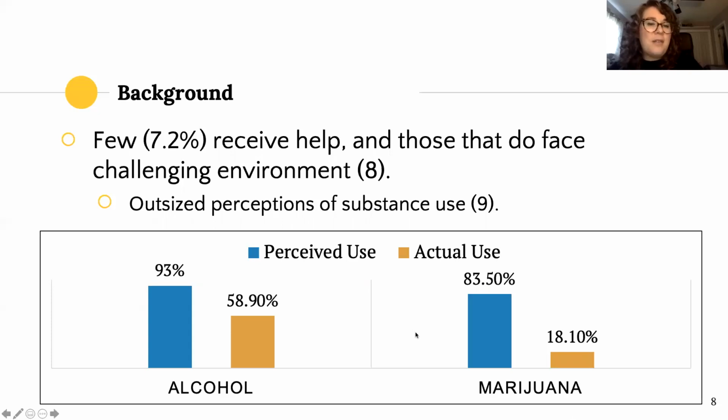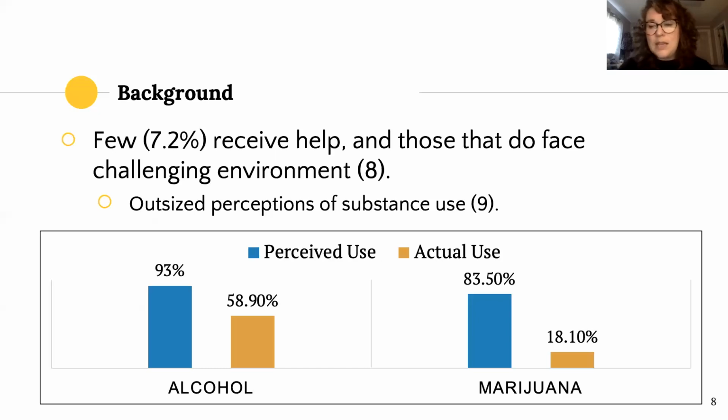This chart is from the National College Health Assessment data. What's in blue is the perceived use among college students, so what college students think their peers are doing. And in yellow, we have actual use, so what college students actually self-report anonymously that they're doing. And as you can see, the perceived use is just totally out of whack with actual use prevalence, and particularly for drugs like marijuana, like cannabis. That disparity is even greater than it is with alcohol.